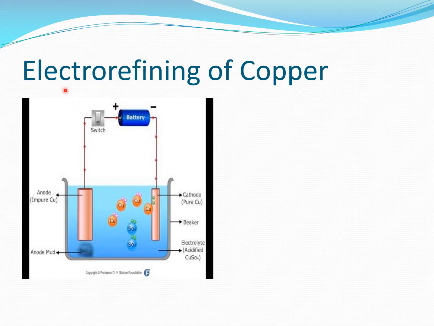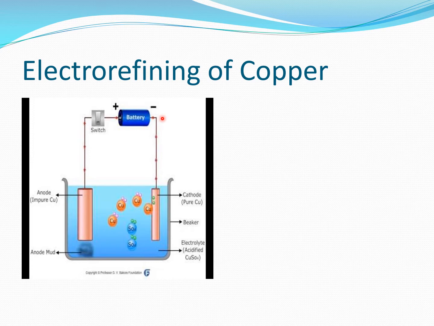Here is the diagram showing electrorefining of copper. In a beaker, aqueous copper sulfate solution is taken as the electrolyte, which is acidified with 1% sulfuric acid to increase the electrical conductivity. Anode is taken as thick block of impure copper, and cathode is pure copper metal in the form of thin sheet. These electrodes are connected to the positive and negative terminals of the battery. Anode is positive and cathode is negative.